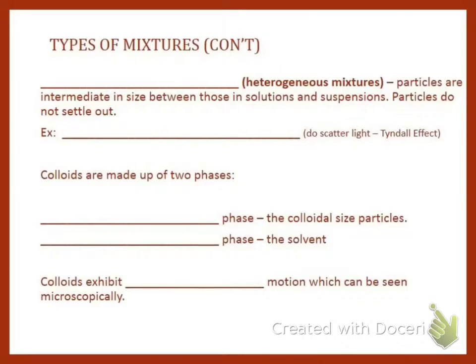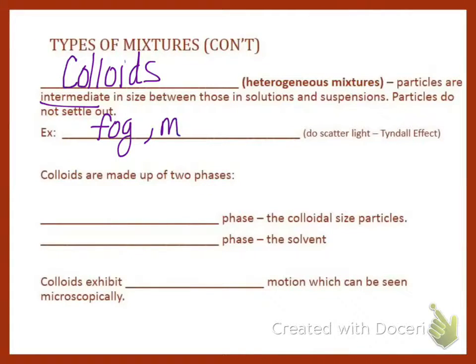The next type of heterogeneous mixture that we're going to talk about a little bit more extensively is colloids. And colloids have particles that are intermediate in size. They're between the size of a solution and a suspension, but they do not settle out. An example of that would be fog, or mayonnaise is also an example of a colloid. They do scatter light in the Tyndall effect, which we'll talk about in a second.